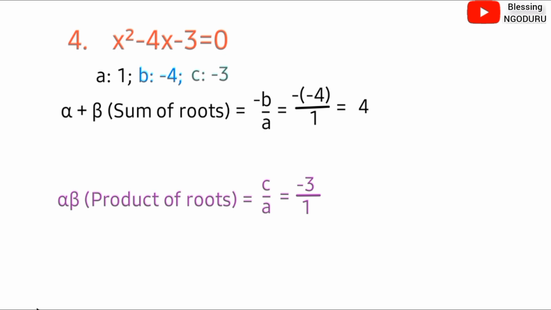Product of root of quadratic equation is C over A, and our C value is -3 divided by A, our A value is 1. -3 divided by 1 is equal to -3. So the sum of root of this equation is 4, while the product of roots is -3.